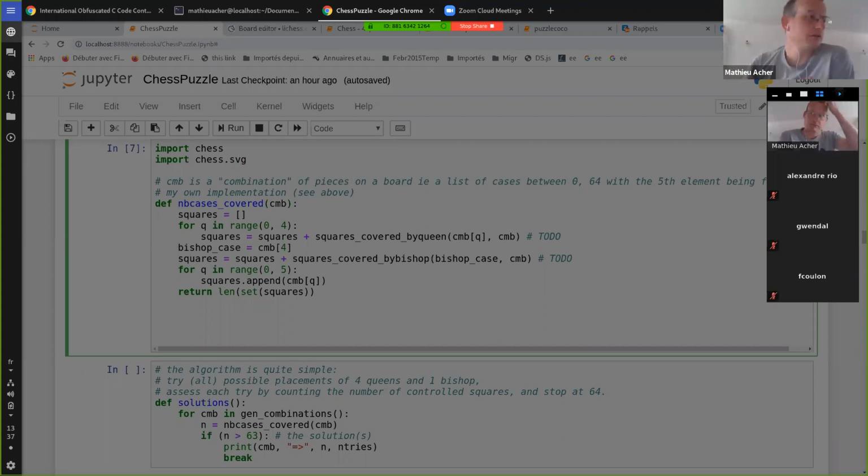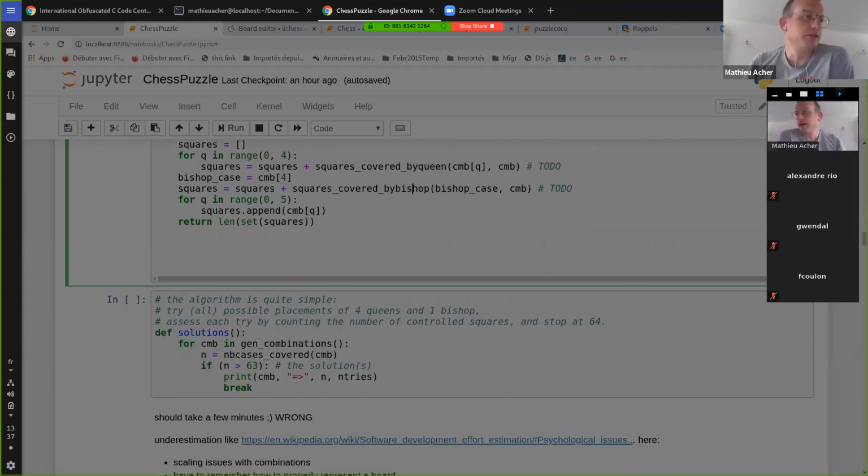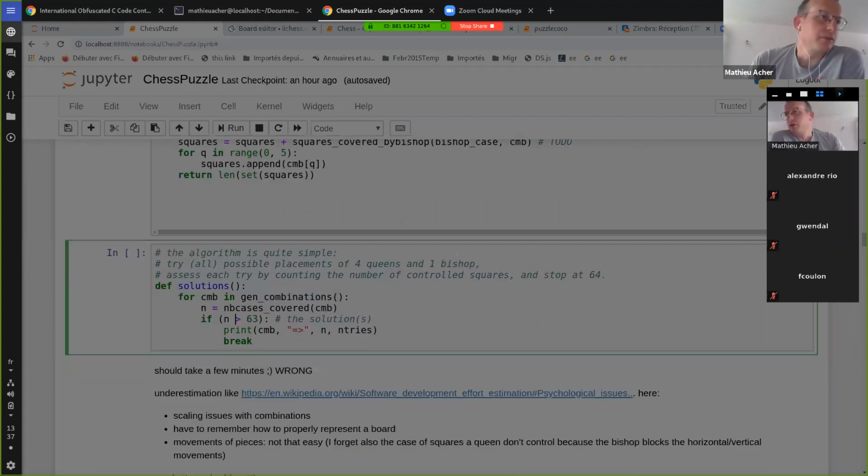You get it? Yes. Okay, and so then the algorithm is quite simple. For each combination, you compute the number of squares that are covered, and if it's 64, you win. Okay. So of course I found a solution, and I was quite happy because doing it on a real chessboard was a bit hard.